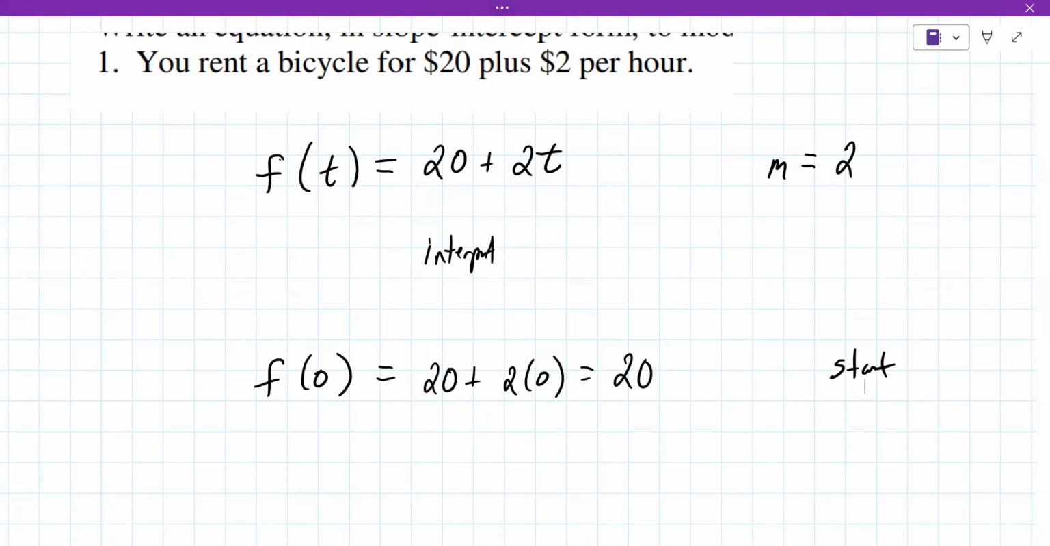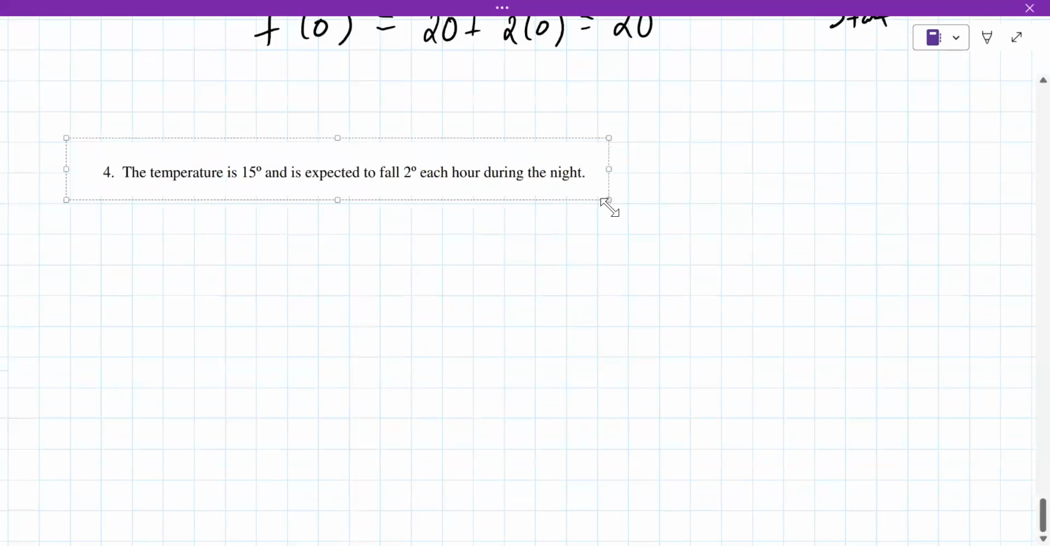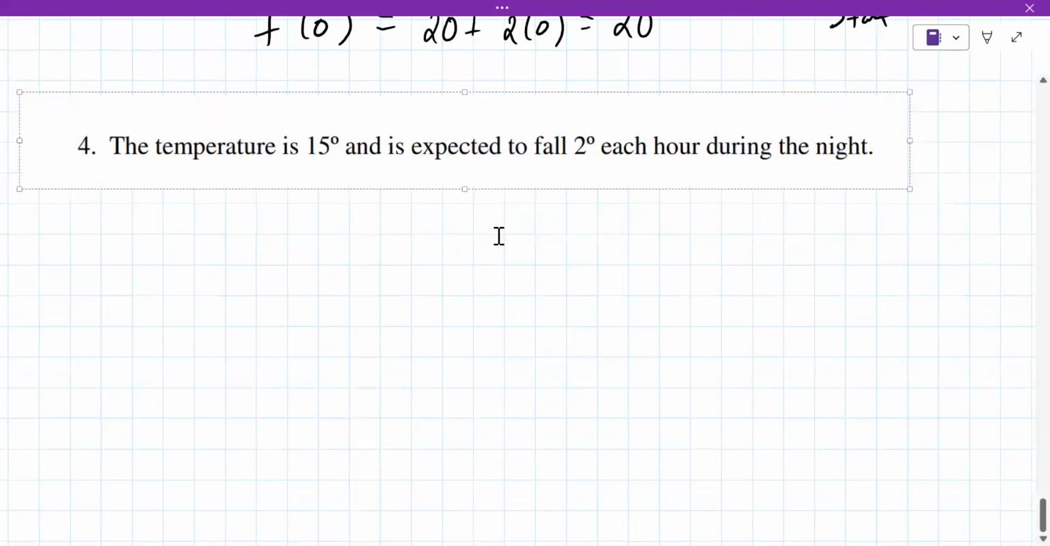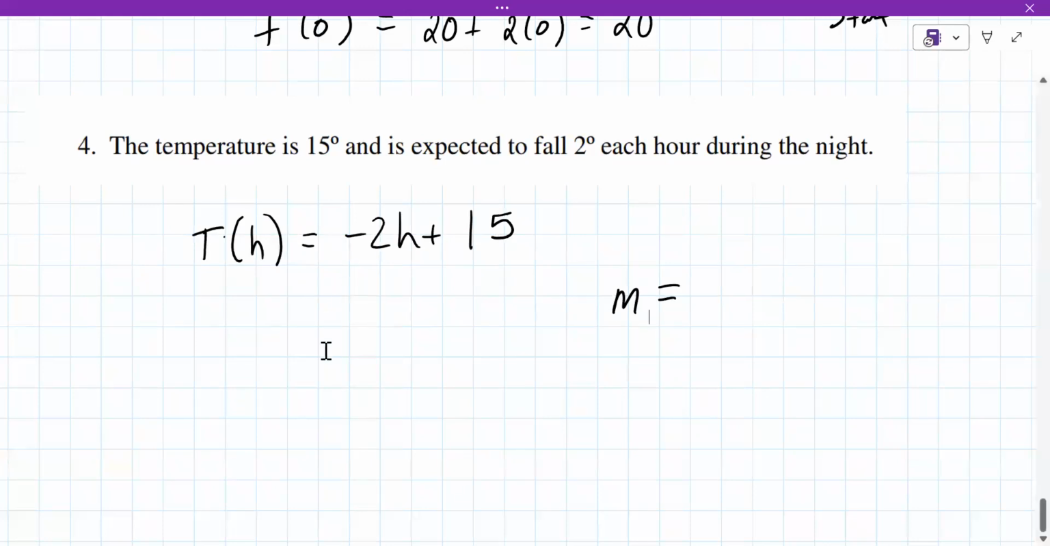So let's look at another one here. The temperature is 15 degrees and it is expected to fall 2 degrees during each hour during the night. So let's go: T of H equals minus 2H plus 15. Okay, what is the slope in this scenario? -2. Now the next question to ask is an interpret question.